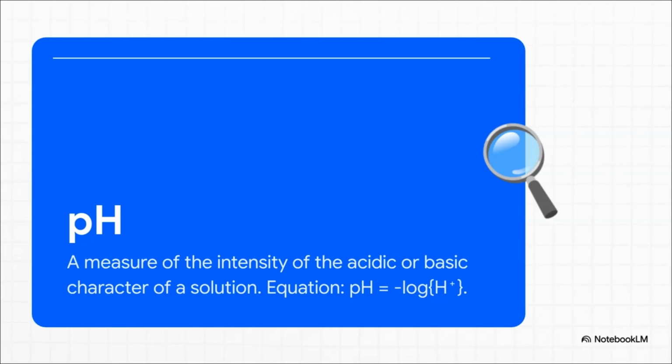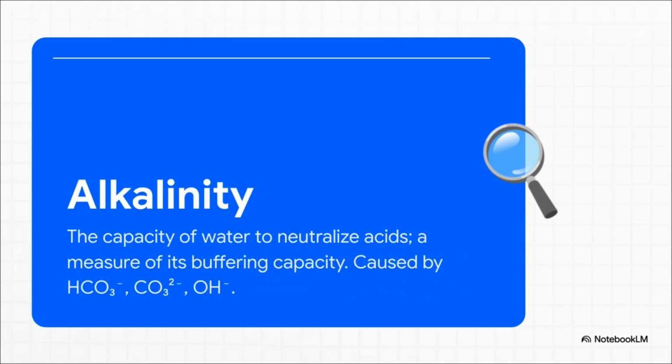It's a master variable. It dictates whether metals will dissolve or precipitate, how well our disinfectants work, and literally whether or not fish can survive. Now, do not make the mistake of confusing alkalinity with simply having a high pH. They are not the same thing. Alkalinity is the water's buffering capacity. It's like a chemical shock absorber. It measures the water's ability to resist a drop in pH if an acid is introduced. This stability is absolutely vital for both biological treatment processes and for protecting aquatic ecosystems.